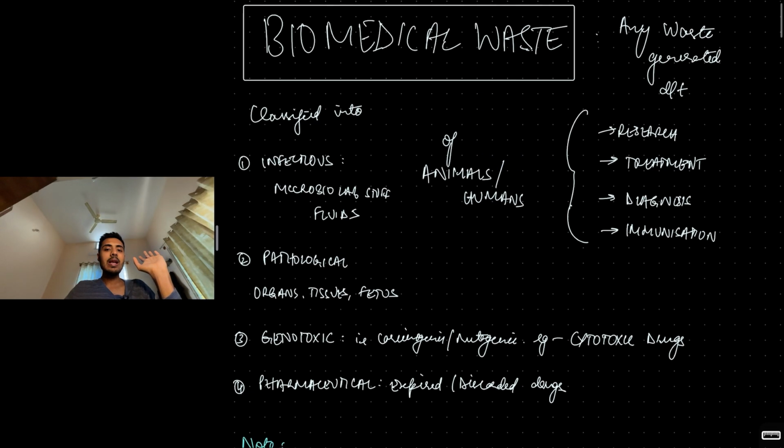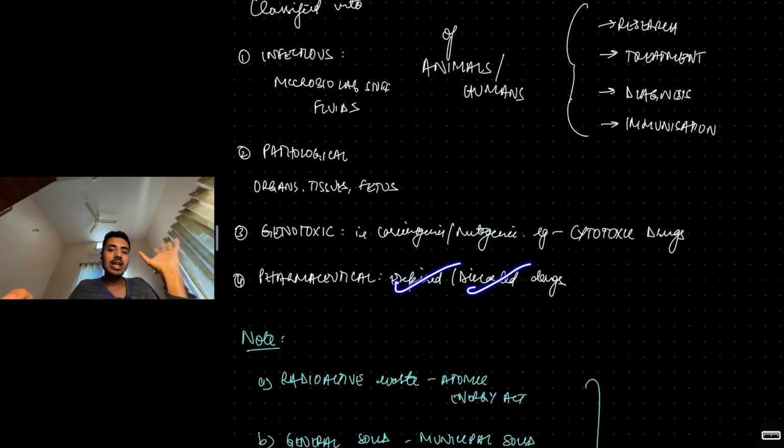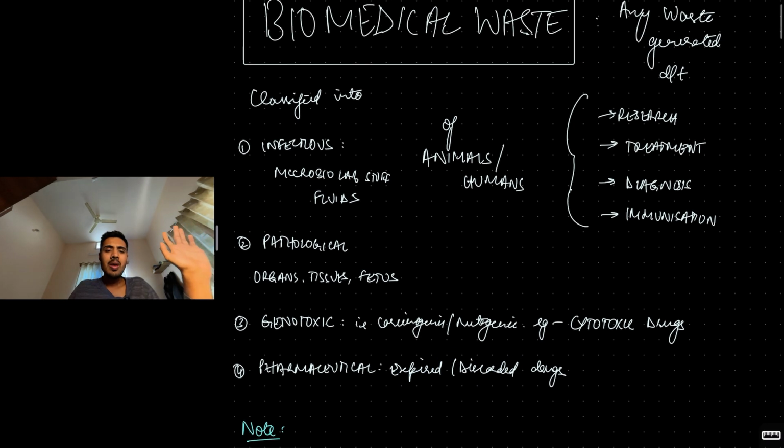We can broadly classify them into four types: infectious, pathological, genotoxic, and pharmaceutical. Infectious is the microbiological lab waste and infected body fluids. Pathological is all the stuff you'll send for pathological examination, like after doing a biopsy, you'll send some organs, some tissues, the fetus, basically the anatomical stuff. Genotoxic is the waste that has carcinogenic, teratogenic, or mutagenic effect, like cytotoxic drugs, anti-cancer drugs. Pharmaceutical wastes are basically the expired and discarded drugs. So this is the broad classification. Most important is to understand the definition.